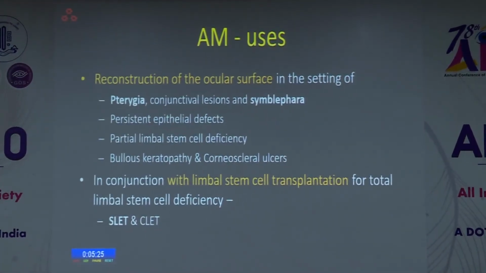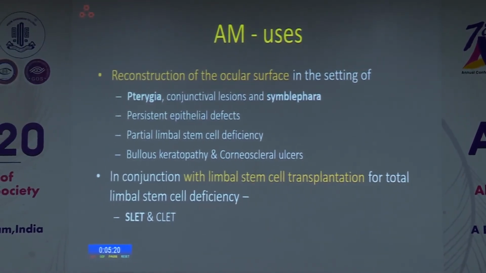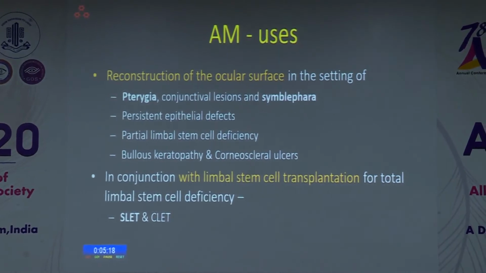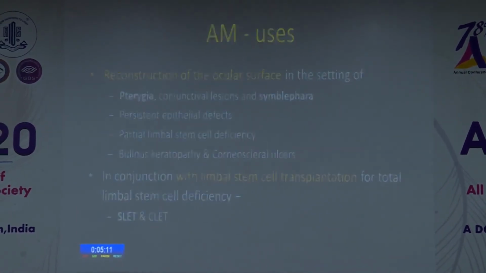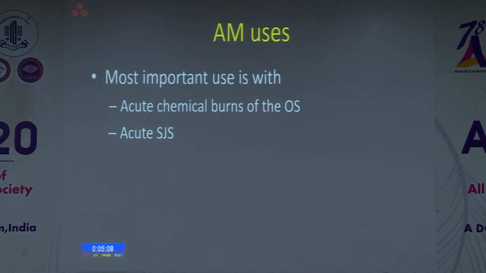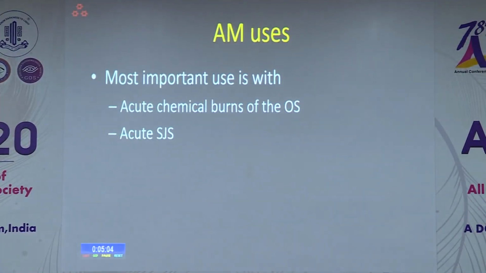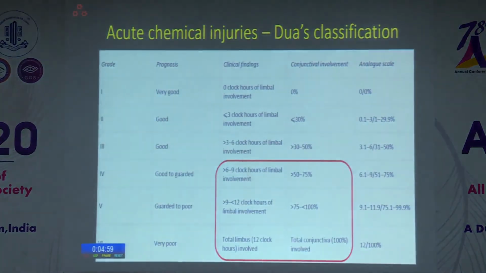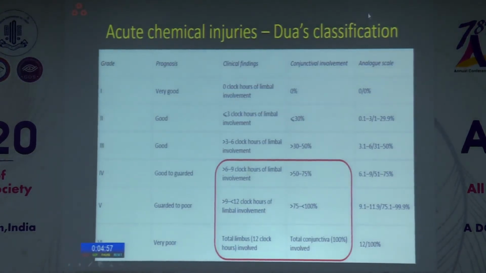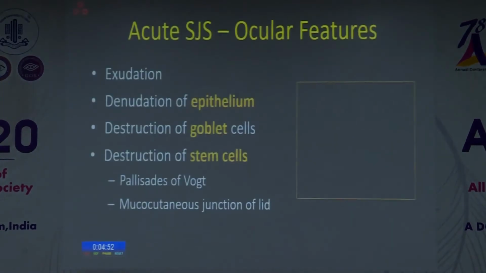So amniotic membrane has got a lot of uses on the ocular surface, including reconstruction of the ocular surface in pterygia, but perhaps the most emerging use is in association with limbal cell transplantation, as in SLET. The most important and game-changing use of amniotic membrane, however, is with acute chemical burns of the surface and acute Stevens-Johnson syndrome. So we know that in grades 4, 5 and 6 of Dua's classification of chemical injuries, amniotic membrane plays an important role.